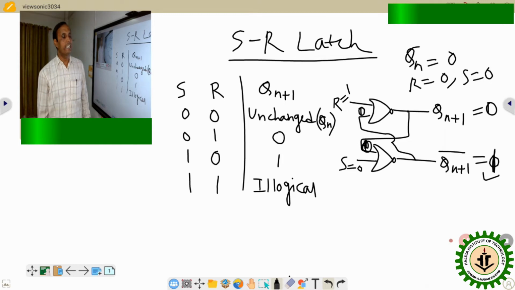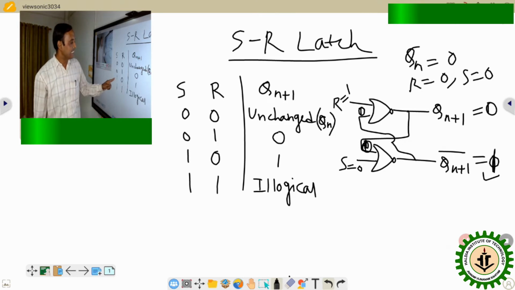Instead of considering present output 1, if we consider present output 0, we will see that it remains unchanged, because that 0 remains unchanged. From that particular portion we can conclude that whenever the S value is 0 and R value is 1, the next output will be 0. What is the present output? It does not depend on that value.